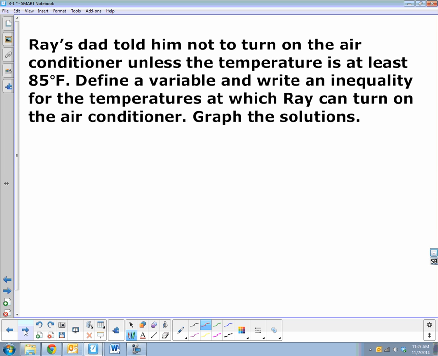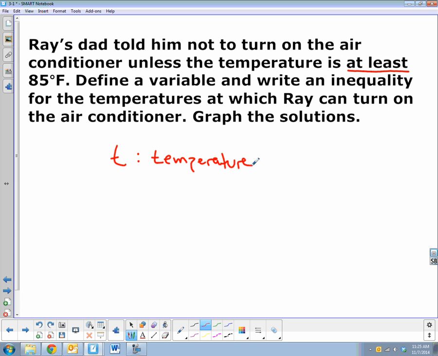Ray's dad. Ray is in my first period, but Ray's dad told him not to turn on the air conditioner unless the temperature is at least 85 degrees. So to define a variable, we're talking about temperature, right? Let's go with T. You can use whatever variable you want. I'm going to define the variable. I'm going to say T means temperature.